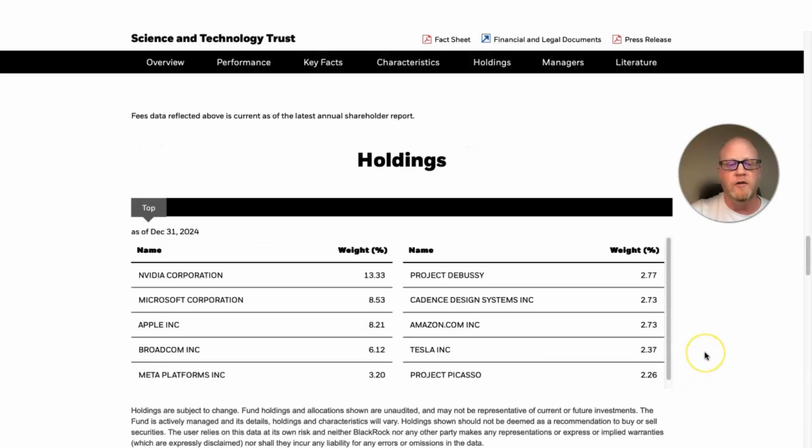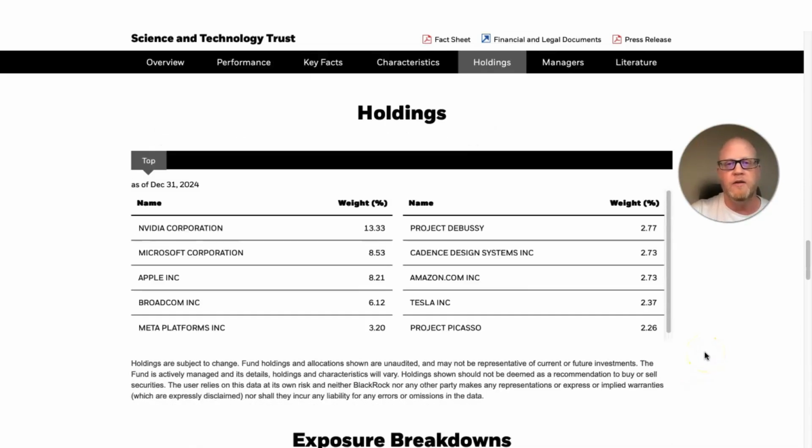So looking at the holdings is who you would really expect from a science and technology type of closed-end fund. You have NVIDIA, Microsoft, Apple, Broadcom, Meta, all the ones you would expect. But one cool thing about closed-end funds, as I mentioned earlier, is they can actually purchase private companies. So you see there's a couple on here. There's Project Debussy and Project Picasso. Those are not public companies. Those are actually private companies.